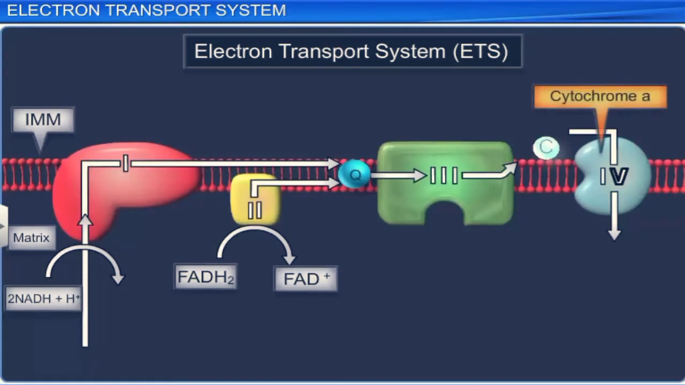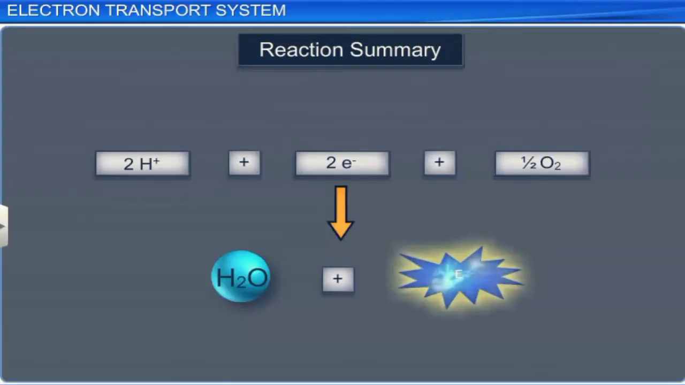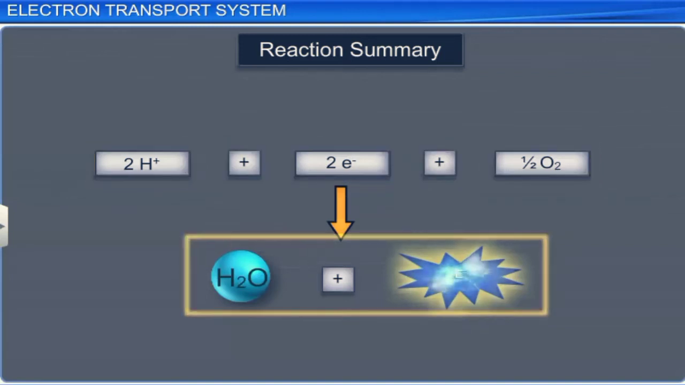Complex 4 contains cytochrome A and cytochrome A3. It transfers the electrons to the final electron acceptor, oxygen. Oxygen, on receiving the electrons, reacts with 2H+ ions and reduces to water and thereby drives the ETS. This reaction can be summarized as 2H+ plus 2e- plus half O2, which results in H2O plus energy.